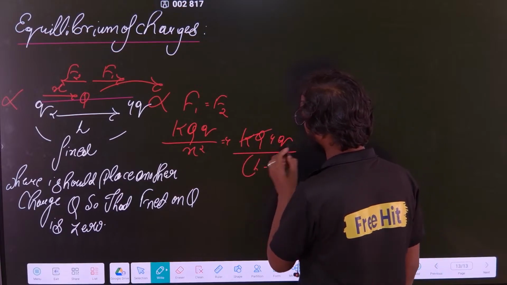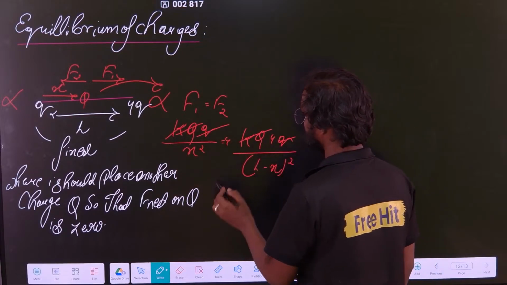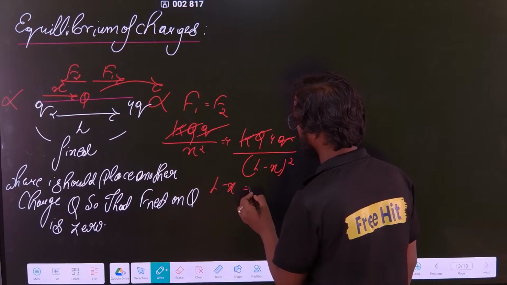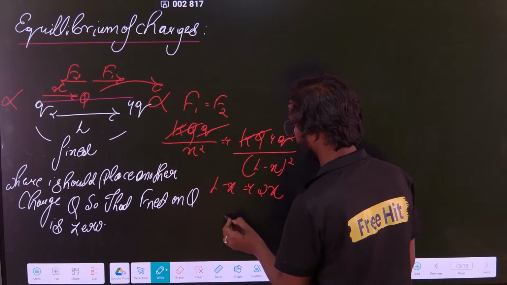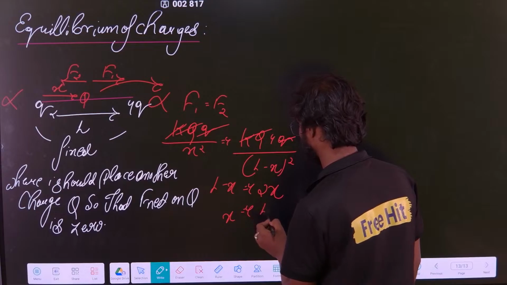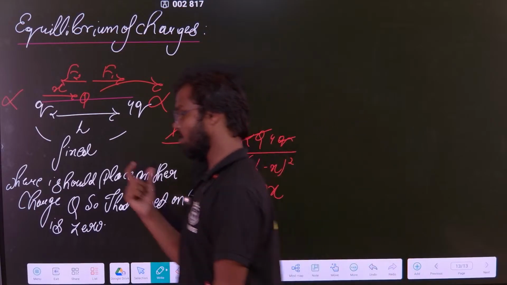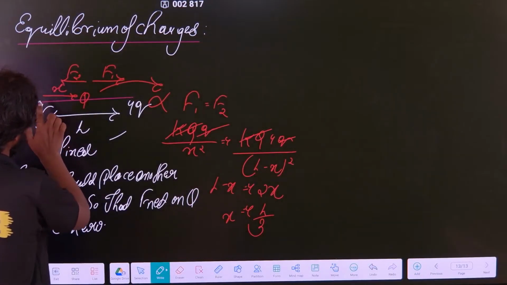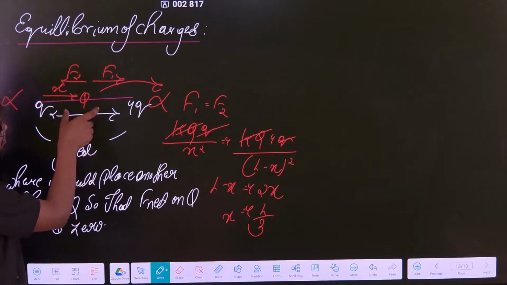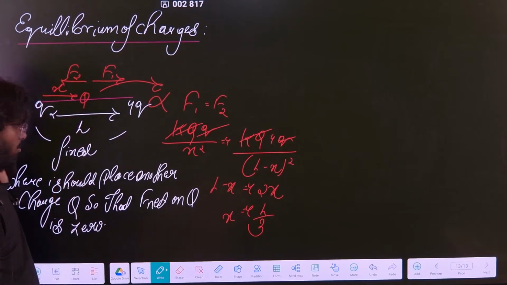If you cancel out, you will get L minus x is equal to 2x. From here you will get x is equal to L by 3. So I have to keep the charge at L by 3 distance. There you will get the net force equal to 0.